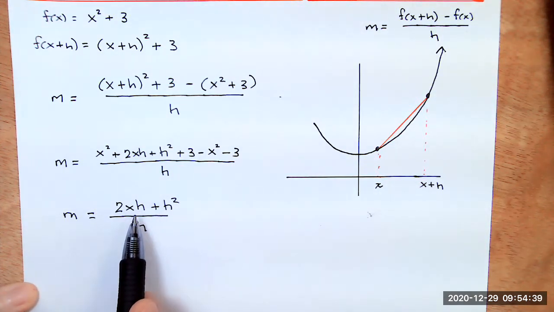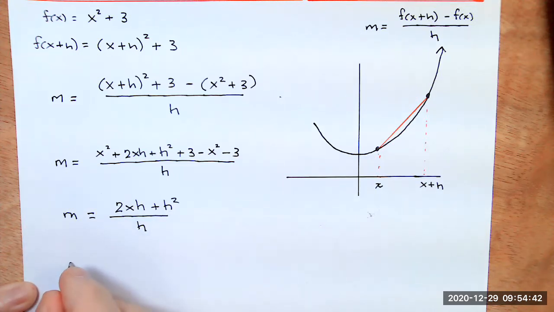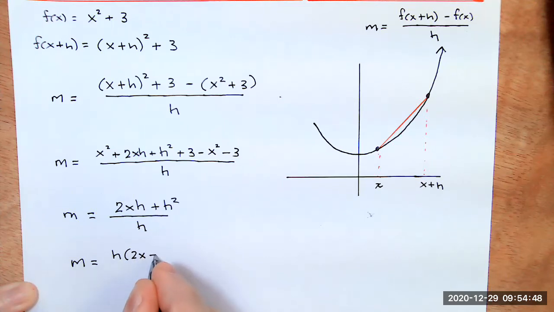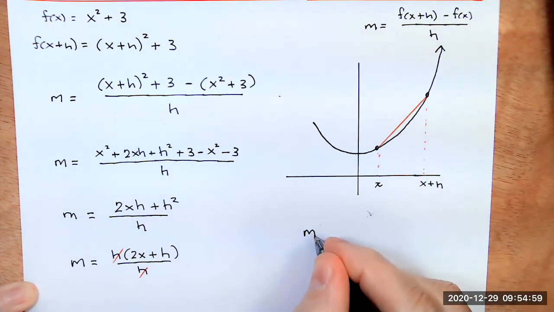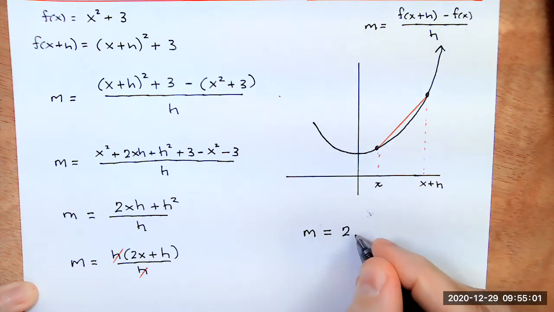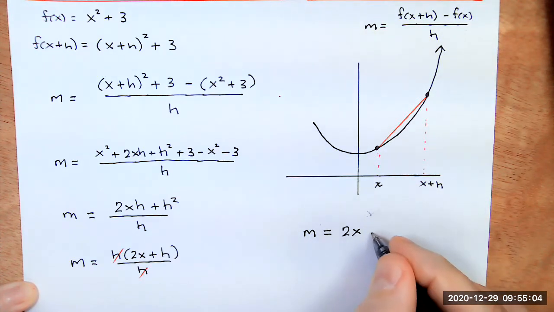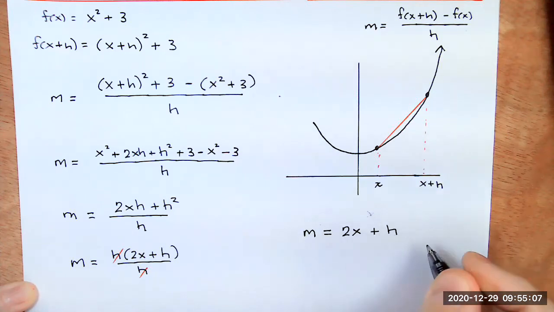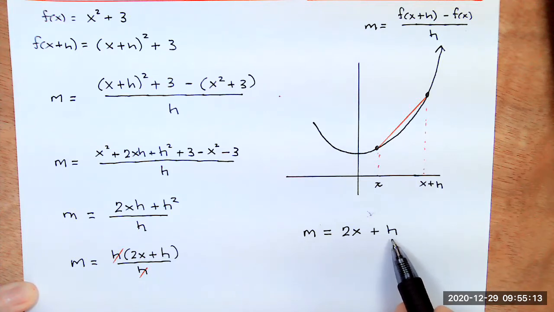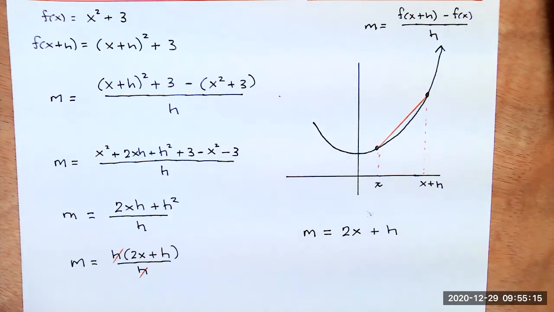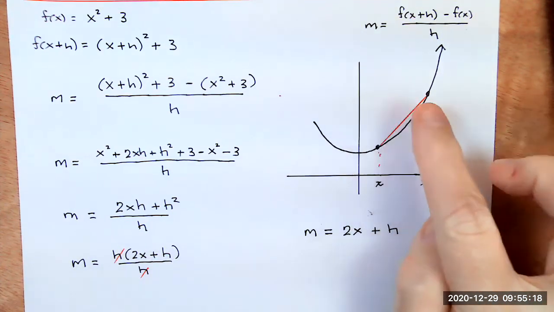And we'll notice that each of these terms has an h in it. We can factor out that h. h over h is equal to 1. So the average rate of change between any 2 points on the function is 2x plus h, the distance between the 2 points. Let me draw another picture here.